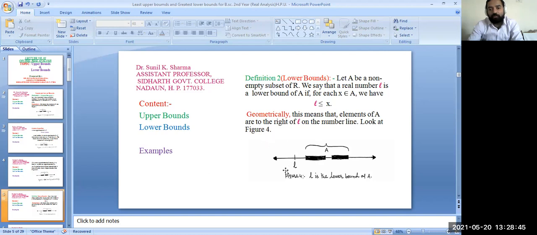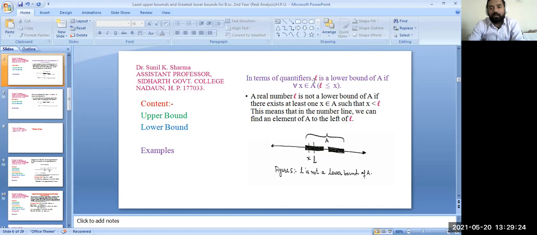Look at figure 4. Here A is a non-empty subset of the real numbers R. L is a lower bound of this non-empty set A because all the elements of A, that is, all the x that belong to A, are greater than or equal to L. This L may lie on the boundary of this non-empty set A. So L is said to be a lower bound of A because L is less than or equal to every element of A.